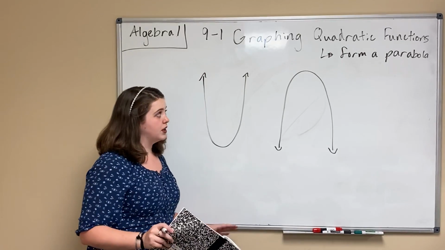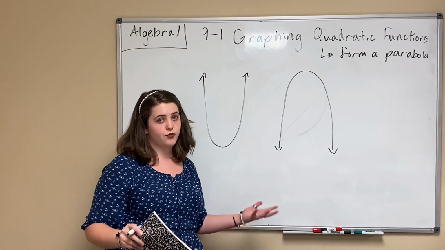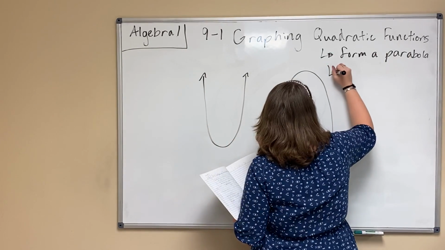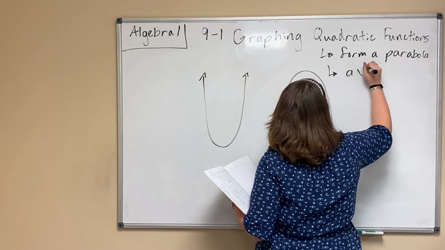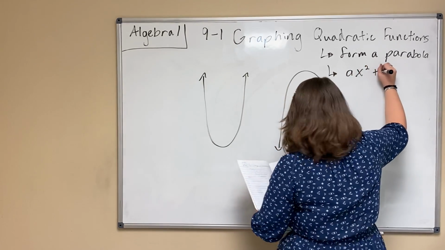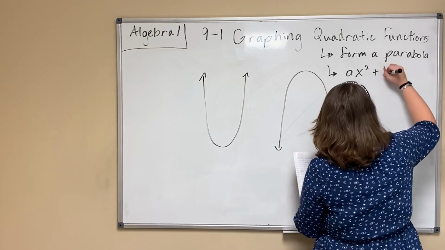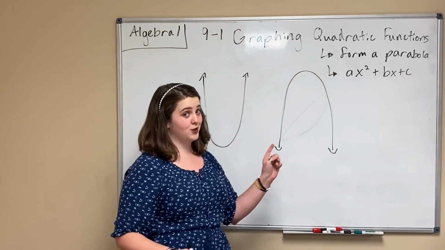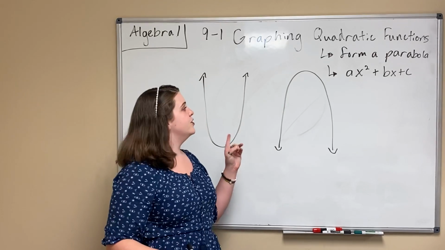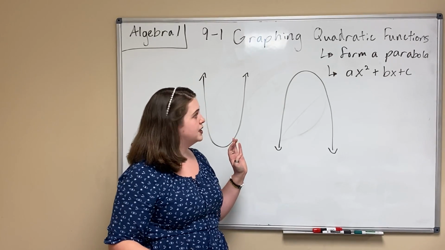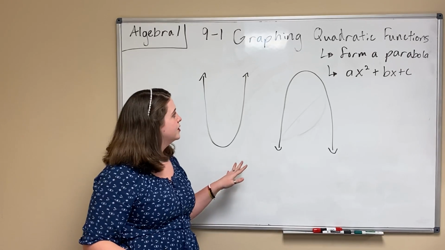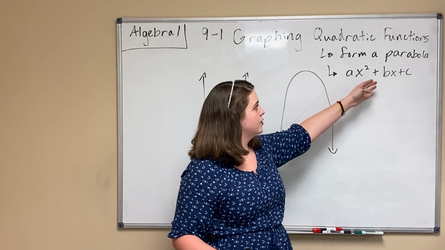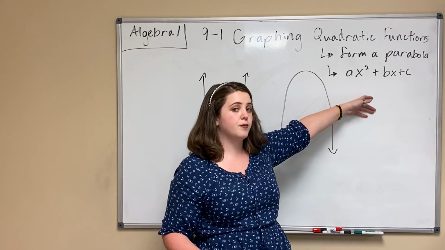Now the standard form of a quadratic function is going to look like this: a times x squared plus bx plus c. Hopefully that looks familiar because we learned how to factor those kinds of equations in the last chapter. But for right now, this is a quadratic function. It's going to be in this form.